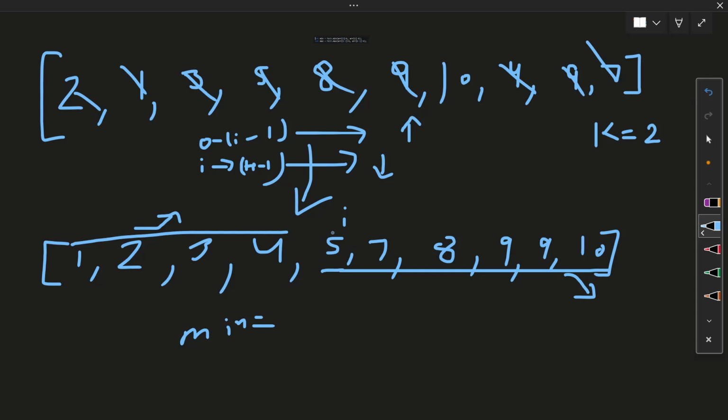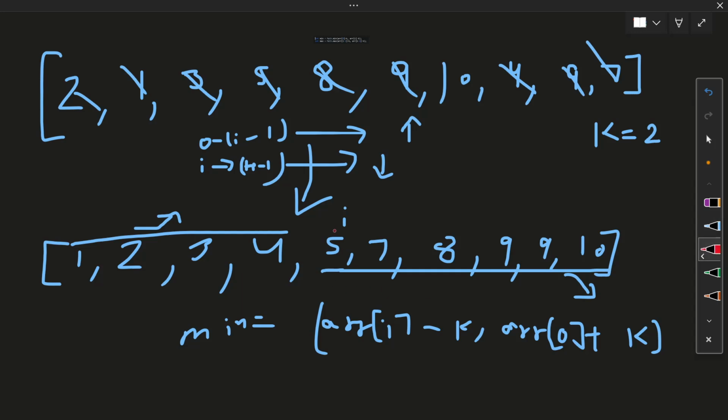I am decrementing this. So either it will be array of i minus k, either this will be my minimum value, or this will be my minimum value, meaning array of 0 plus k. Either this will be my minimum value, or this will be my minimum value. So let me circle this. So this is this, or this is my minimum value.